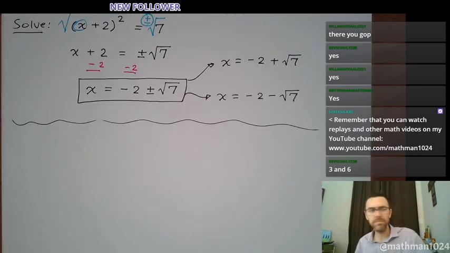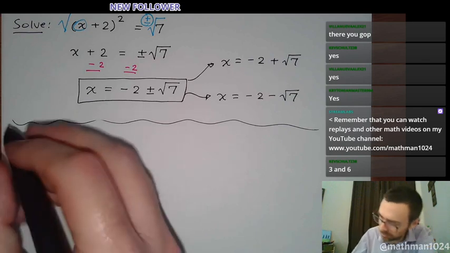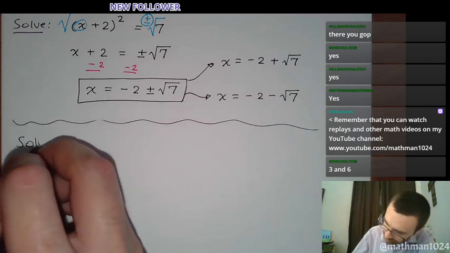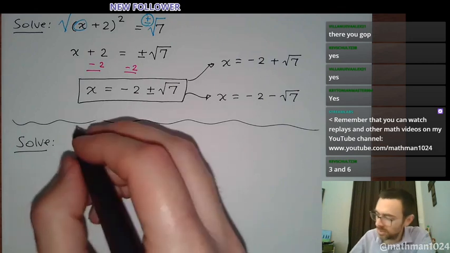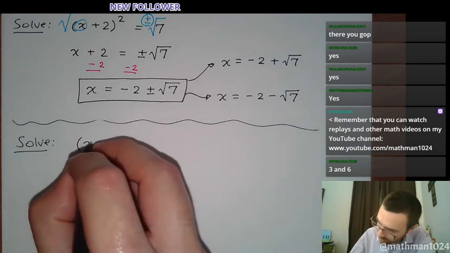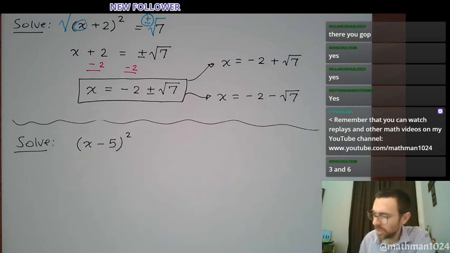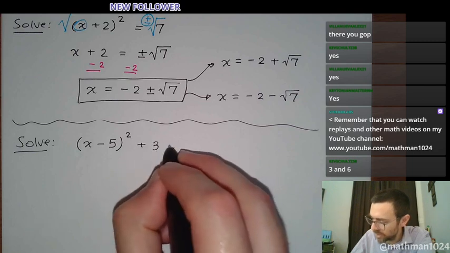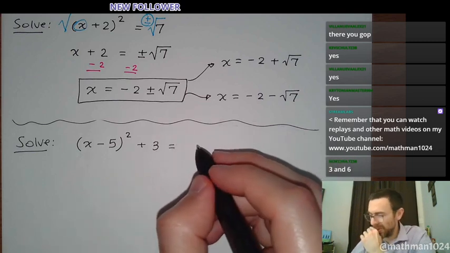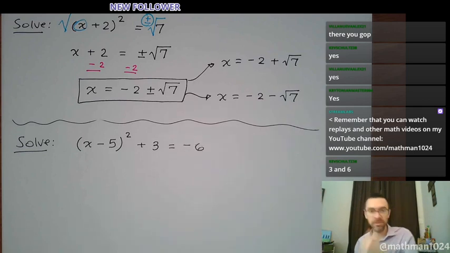All right, so far so good. Let's just go ahead and add another layer to this. Let's take (x - 5) quantity squared plus 3 is equal to -6.